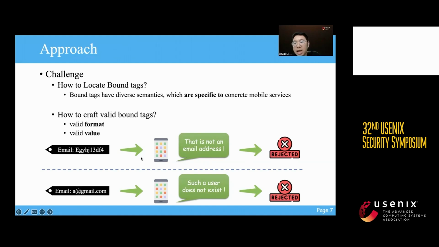Second, once the bound tags are identified, it is important to determine how to forge valid values for them. On the one hand, for the same type of bound tag, such as user gender, mobile services may use different value formats. For example, some services may use the number 1 to represent being male, while others may use the string male to represent the same gender. On the other hand, for fixed format bound tags, like email address, there is a vast range of valid values, and the range of valid email addresses in a mobile service is typically unknown and may vary across different services. Simply adopting brute force ways to test against a given service requires too many tries to succeed.